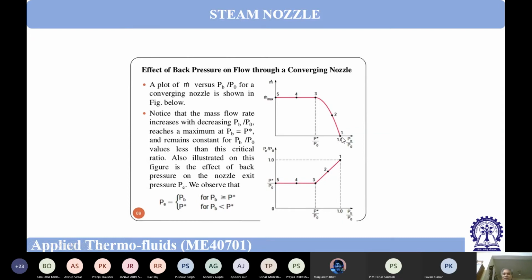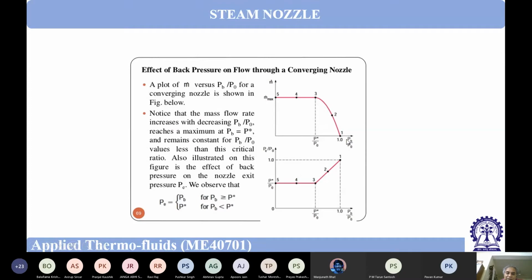And then what we do, by some method, I reduce the back pressure. So initially PB by P0 was 1. That means everywhere in the nozzle the pressure is equal, and there will not be any mass flowing through the nozzle. No mass will be flowing through the nozzle. If there is a pipeline and both sides have the same pressure, why will there be a flow of fluid? So something like that.